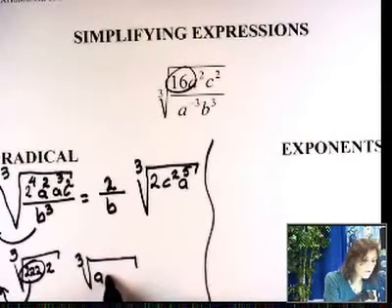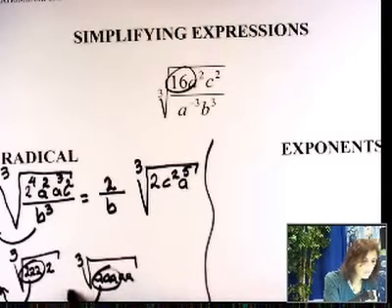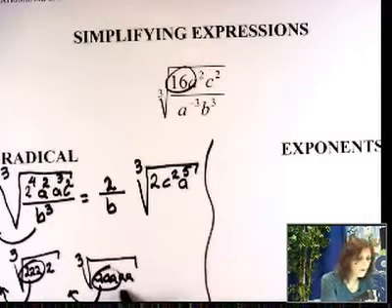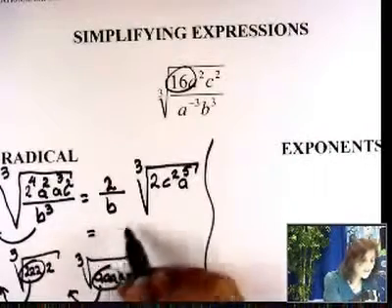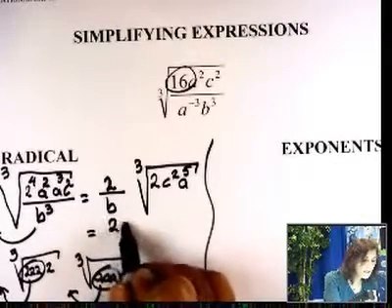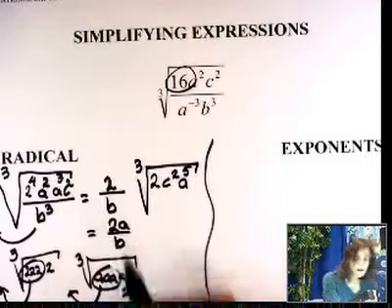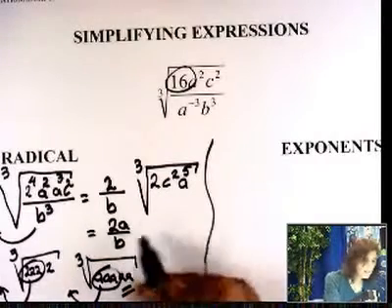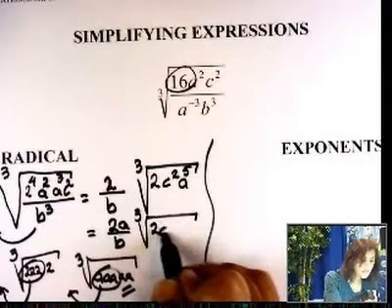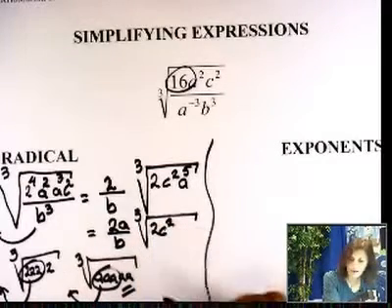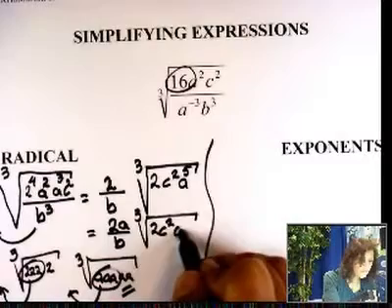A to the 5th is a. Remember, 3 of them will come out. And what will be behind? 2 a's. So 3 of them came out as 1. So you have 2a over b. Alright? And then you have a 2 behind, a c squared behind, and what else is behind? 2 of the a's behind.